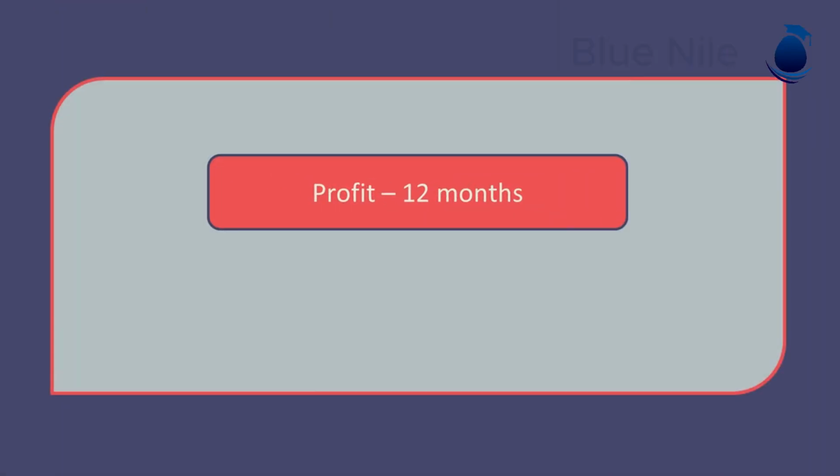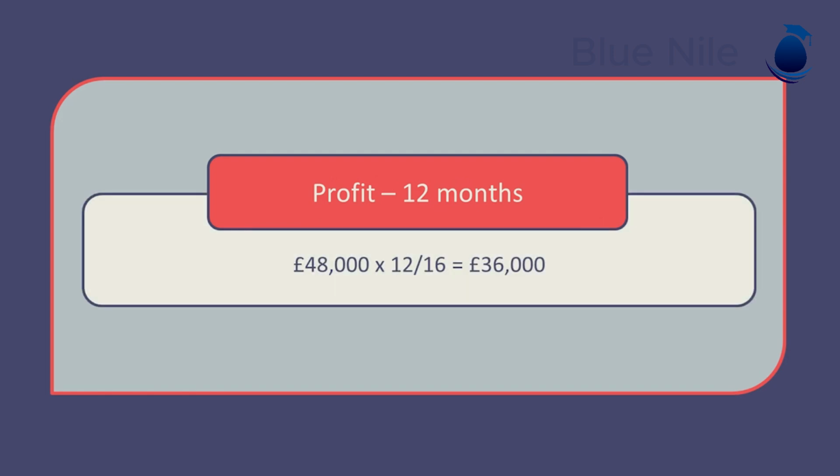Working backwards 12 months from the 31st of March takes us to the 1st of April, so the basis period for year 2 is the 1st of April 2018 to the 31st of March 2019. What we want to do is calculate a profit for this 12-month period. To do this, we'll take 12/16 of the £48,000 profit for the 16 months to March 2019.